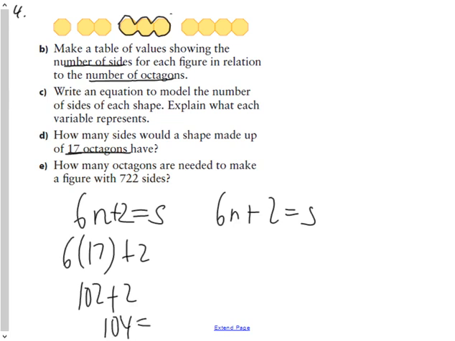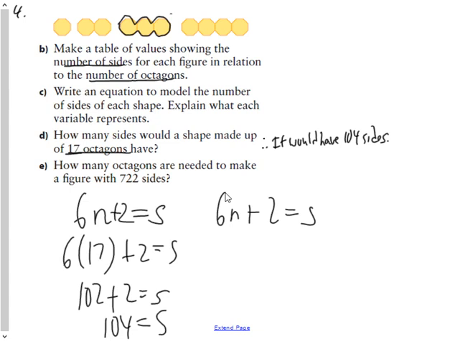And I would find that 104 is equal to s. And therefore, how many sides would a shape made up of 17 octagons have? Therefore, it would have 104 sides.